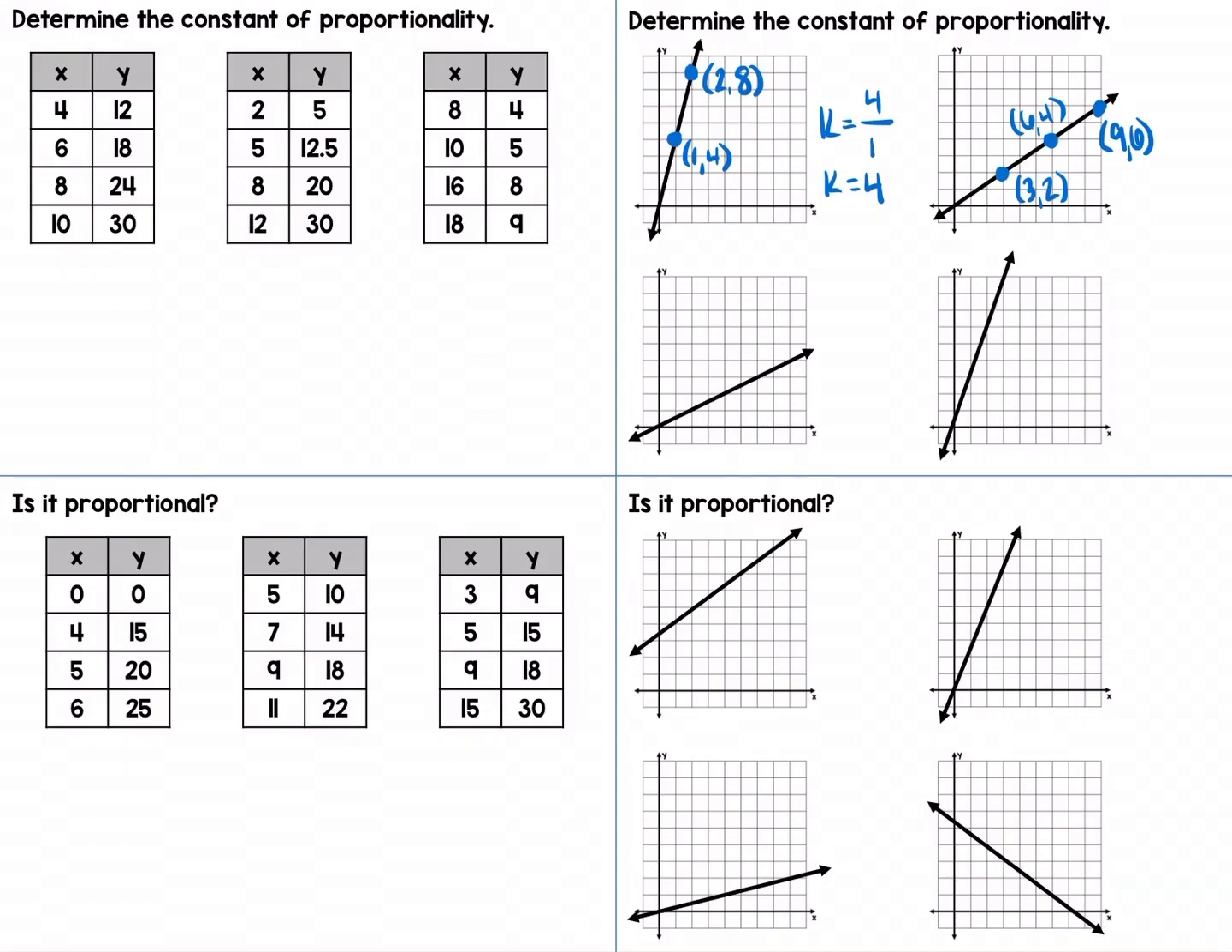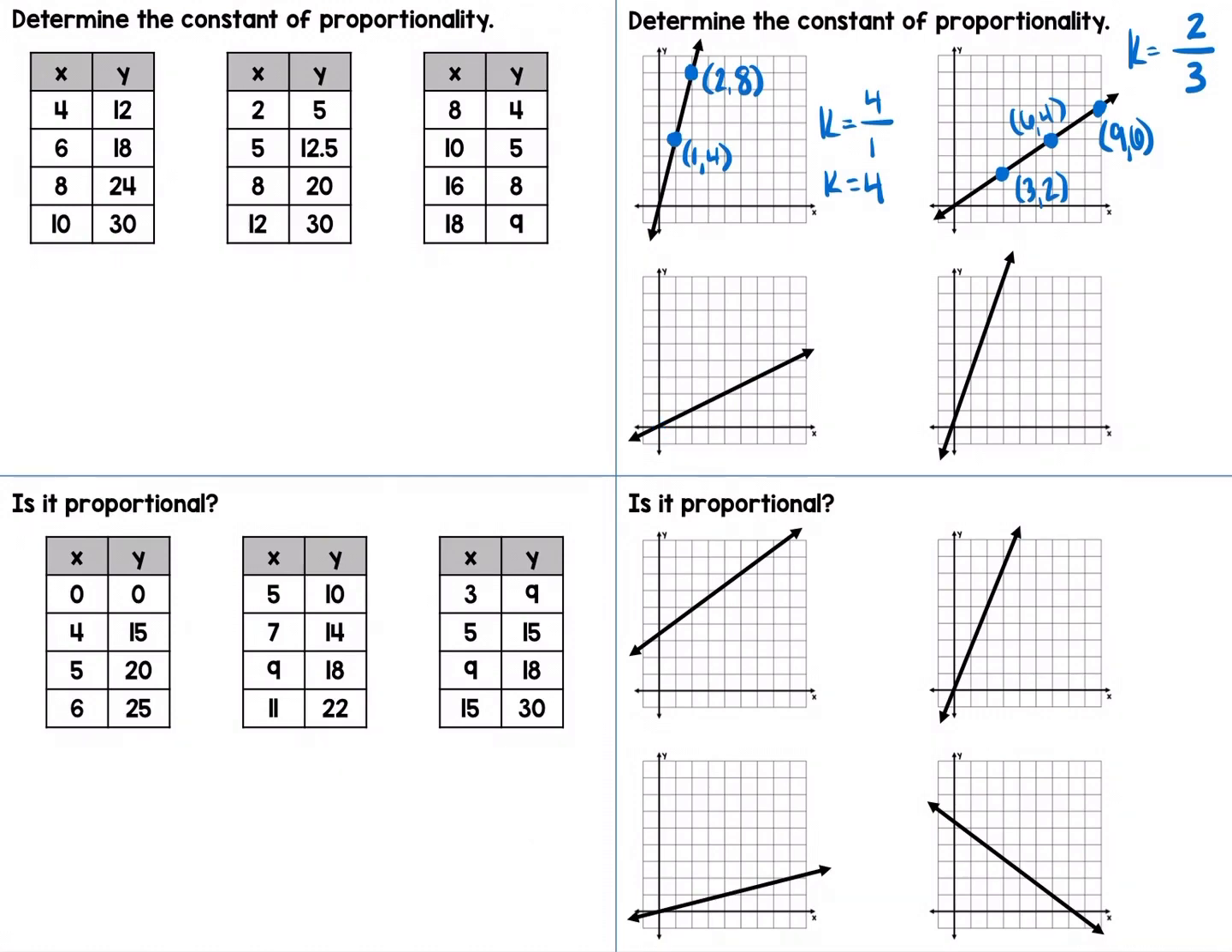Remember, k is y over x. I'm going to pick the ordered pair 3, 2. So the y value is 2 and your x value is 3. So my k, my constant of proportionality, is 2/3. Okay? Then this next one down here is going through the origin, so yes, it is proportional.